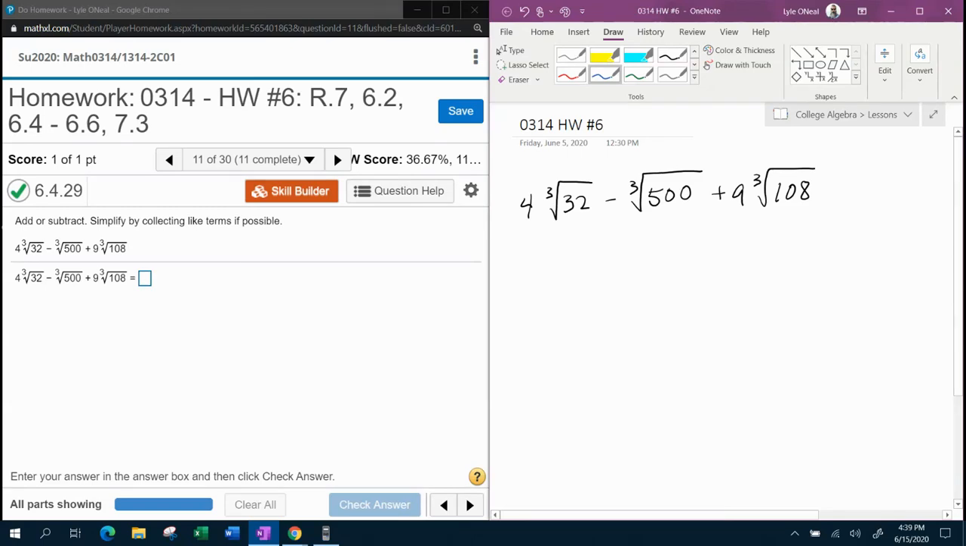All right, here we go. Question number 11 from our 0314 homework number 6 in MyLab Math. The instructions say add or subtract, simplify by collecting like terms if possible.